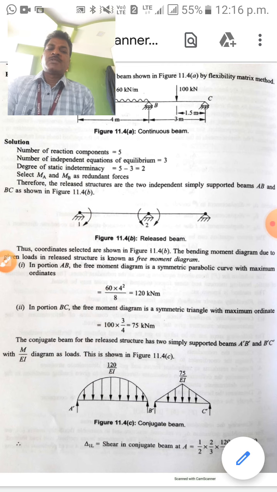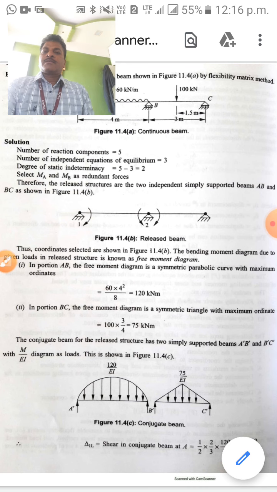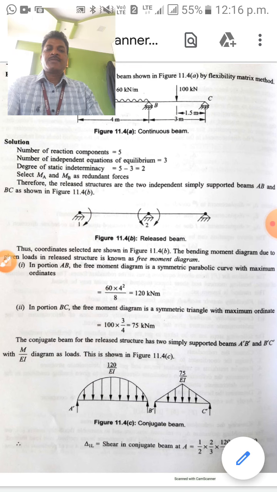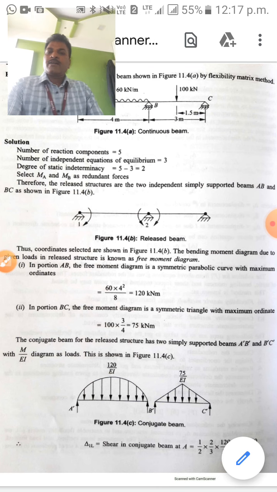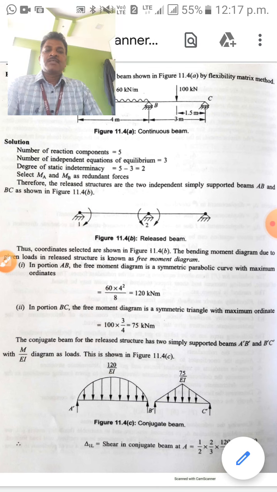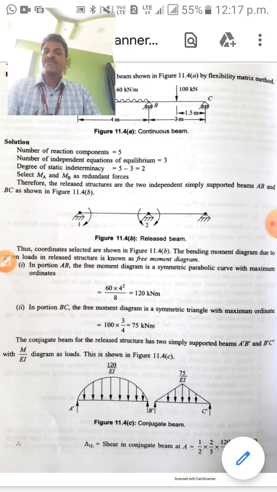I am going to discuss problems on the flexibility method. The problem is to analyze the continuous beam shown in the figure by using the flexibility method. First of all, identify the degree of indeterminacy of the given problem. Here is a two-span continuous beam, one end is fixed, the other end is a roller support, and the intermediate support is also a roller support, and the loading is shown in the figure.